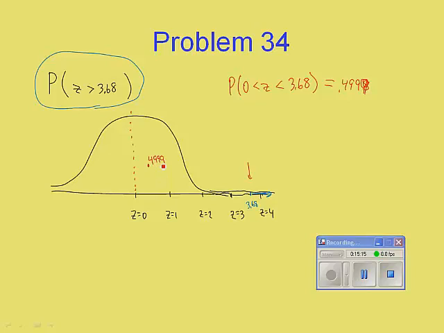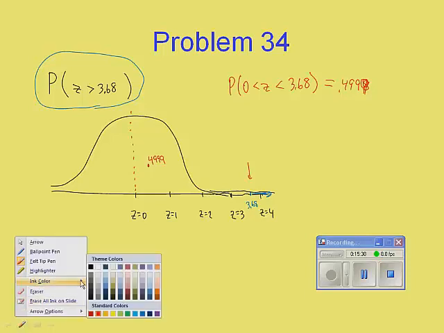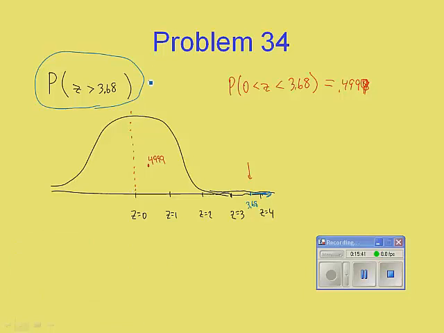Now let me ask you guys, how much area is under the entire curve? 1. Let me ask this. How much area is on the positive side to the right of the mean? Half, or 50%, right? So if you want to know the area of the blue, what do you have to do? You subtract. You can say that this will equal 0.5 minus 0.4999.